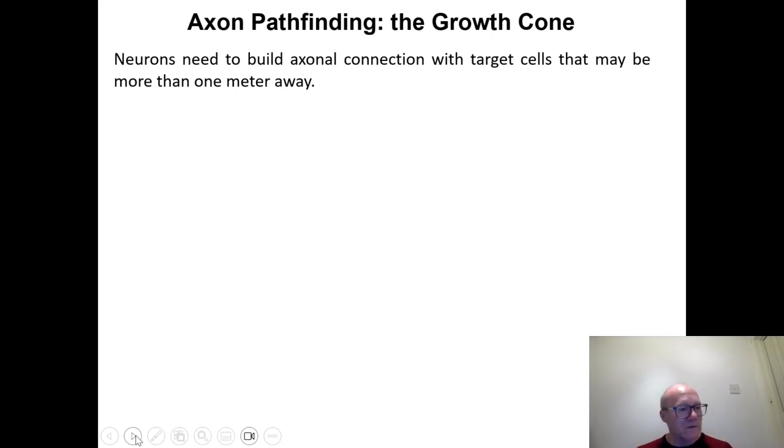So neurons, when they are formed in the brain or in the spine, need to project axons to connect to their target cells. These target cells can be nearby, so it can be a projection to the dendrites of a neighboring neuron, or they can be very far away. In fact, some neurons project axons a meter away, or even more.